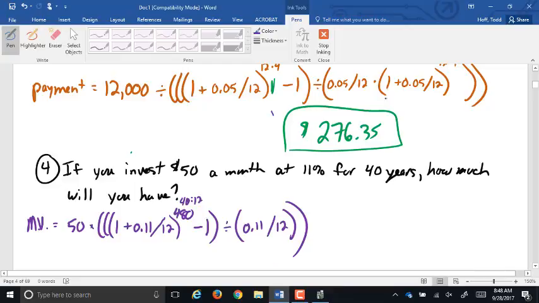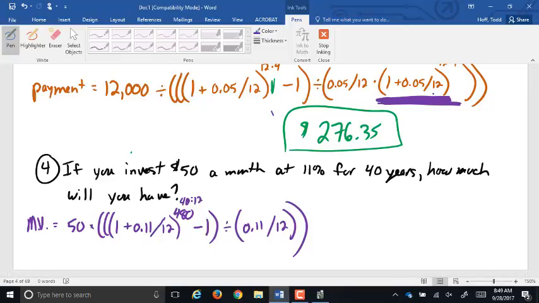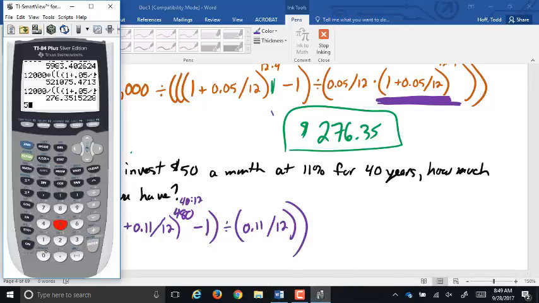Notice the difference between those two formulas is this extra little piece of this formula up here. That'll screw up your calculator sometimes. Some calculators are okay without it. So I've got 50 times 1, 2, 3, 1 plus 0.11 divided by 12, power of 480. Same answer? Yeah.